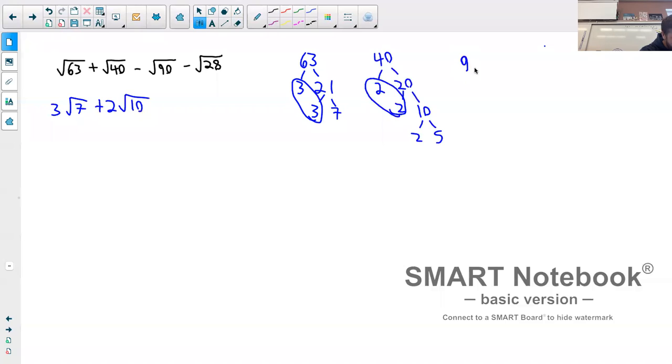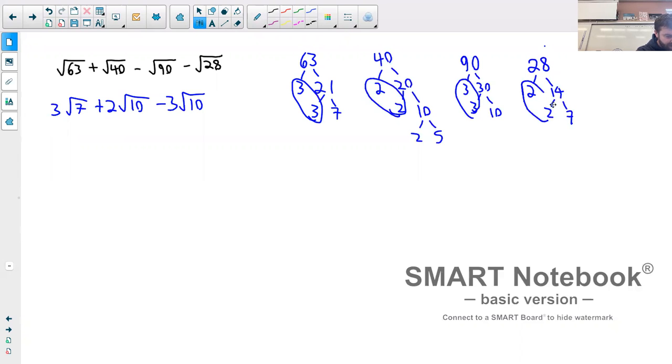Next, we'll do it for 90. 90 is the same as 3 times 30, which is 3 times 10. So we have a pair of 3s, so minus 3 root 10. And then we have 28. 28 is the same as 2 times 14, which is 2 times 7. So I have minus 2 root 7.